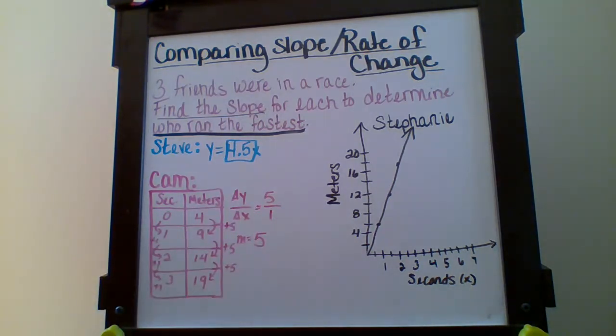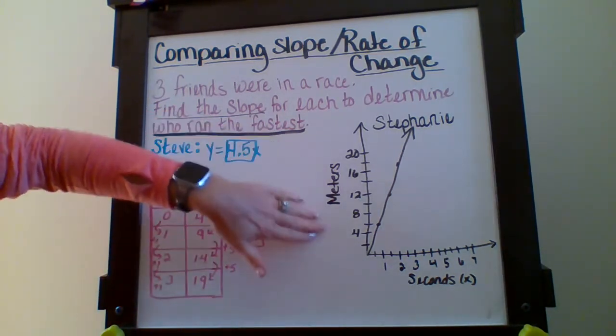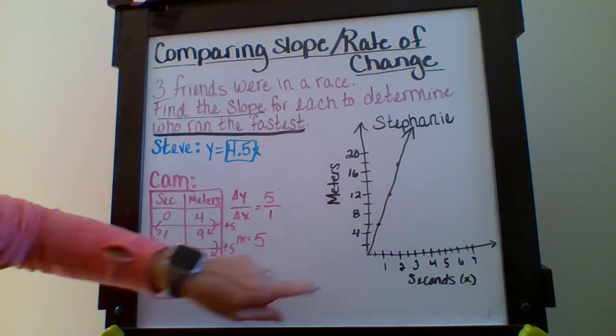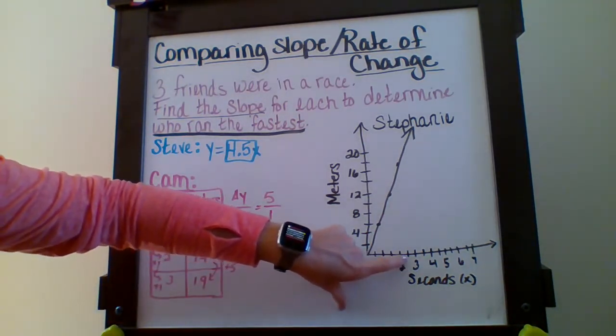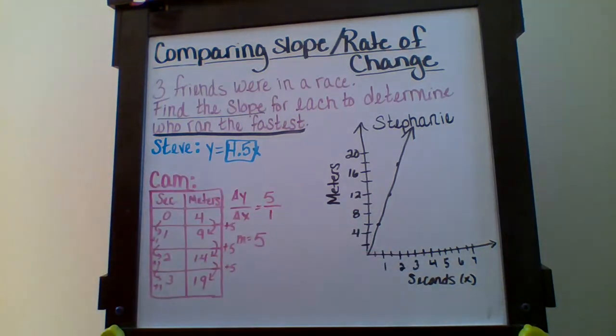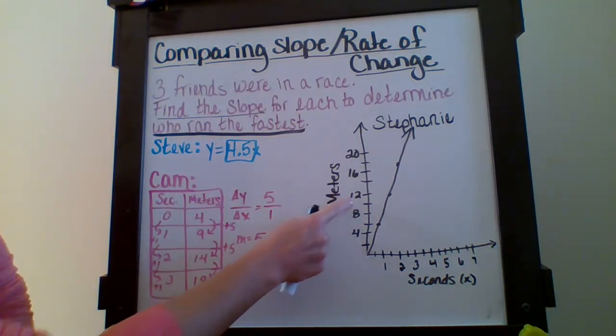And then my last one over here, Stephanie, she's represented by a graph. It's really important when you're dealing with graphs that you're paying attention to labels and how the intervals are numbered. Down here, my x values represent my seconds. My y values represent meters. It looks like down here they go by a half: half, 1, 1.5, 2, 2.5, 3, 3.5, 4. And my y values go by 2: 2, 4, 6, 8, 10, 12, and so forth.